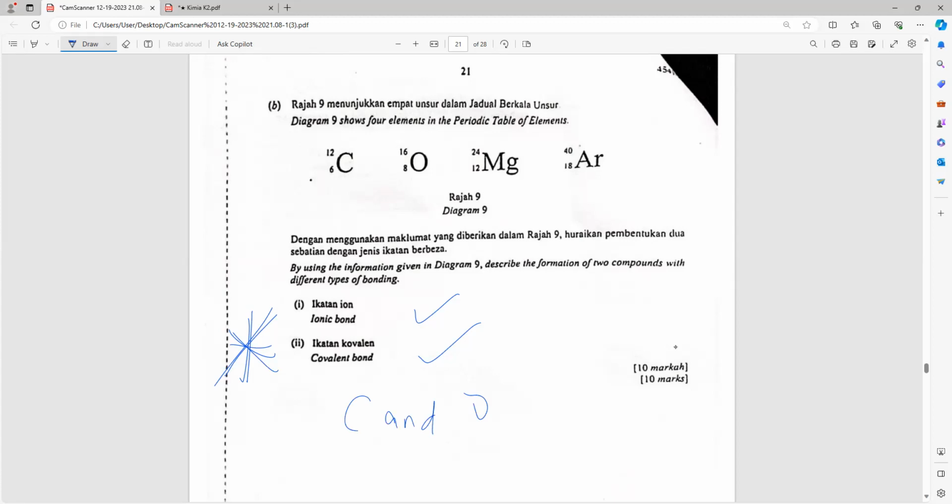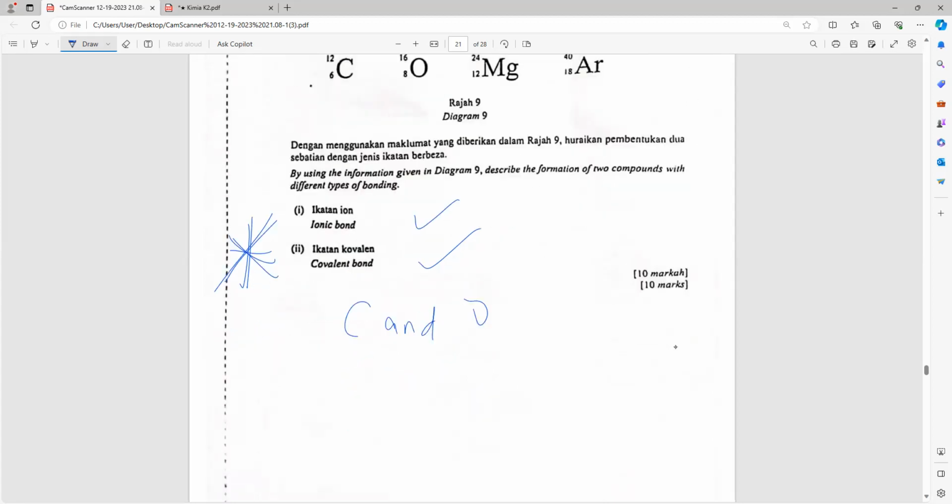Can someone tell teacher what is your first sentence here? Carbon has an electron arrangement of 2.4. So you don't even get 1 mark. Zero marks. You must say carbon atom has an electron arrangement of 2.4.